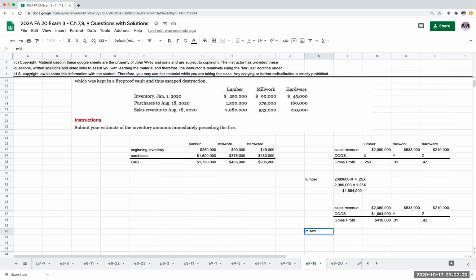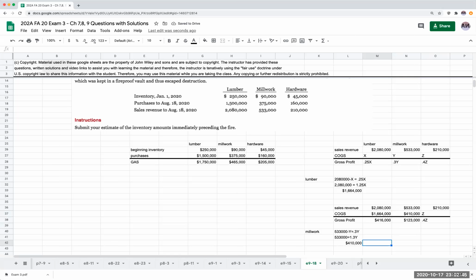Okay, so my millwork, this is going to be 533,000 minus Y equals 0.3Y. So this is going to be 533,000 equals 1.3Y. So Y is 533,000 divided by 1.3, or 410,000. When I put this value in here, I get 123,000. If I take 410,000 and multiply it by 0.3, I get 123,000, so I'm good to go there.